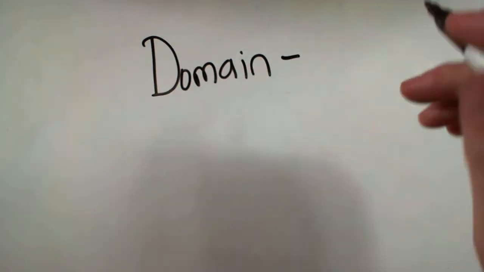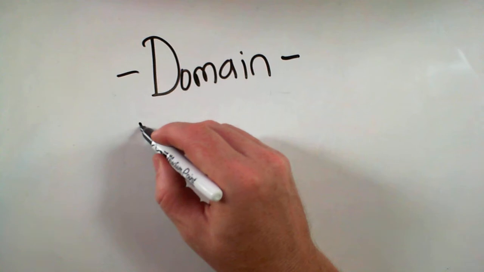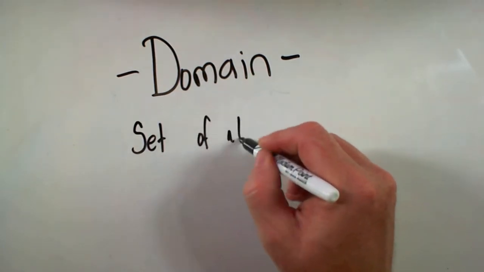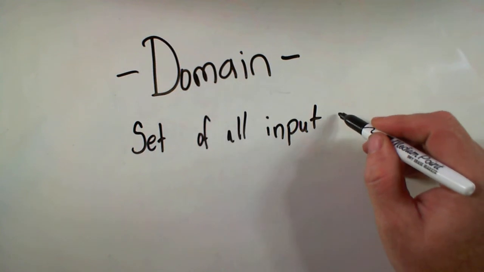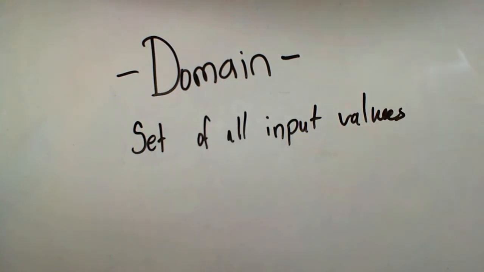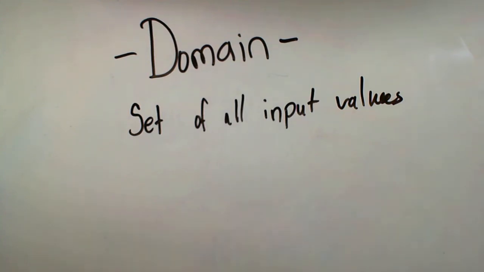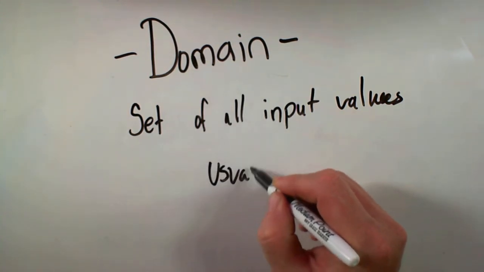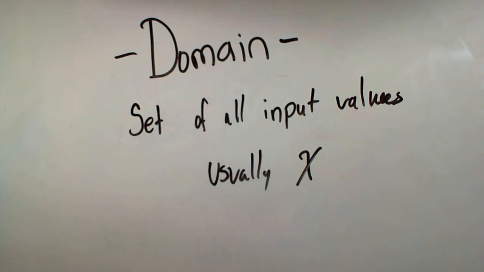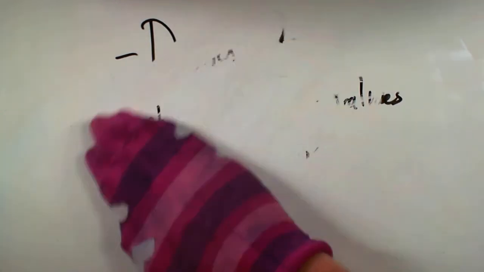So, domain. Remember, these are the values that can be plugged in, right? Domain is the set of all input values. It's the x's, usually. So when we talk about domain, it's going to ask you questions about whether or not you can plug certain values in. What is the domain of the function? Are you allowed to put in negative numbers? For right now, there are only two domain restrictions that we're going to have to worry about.